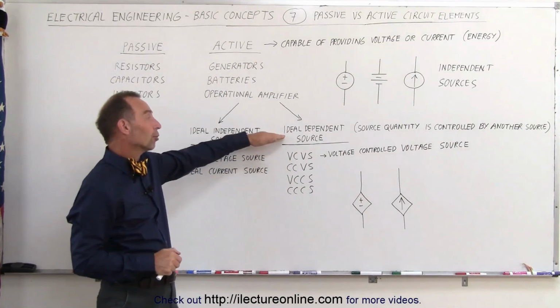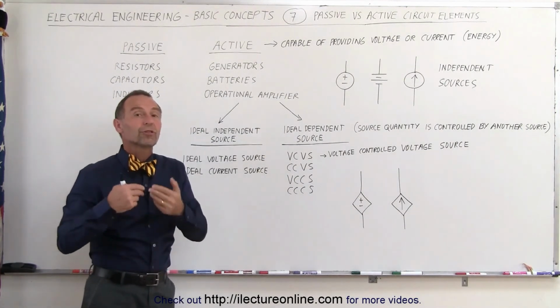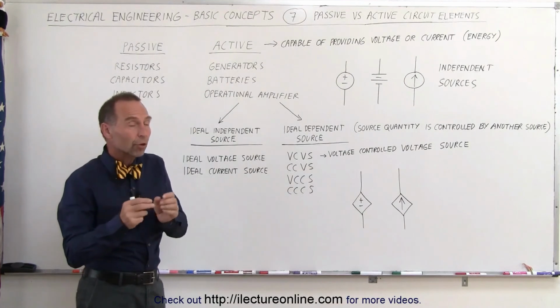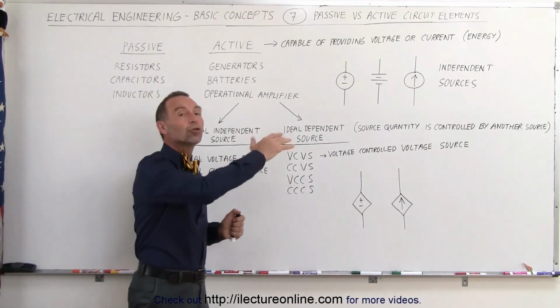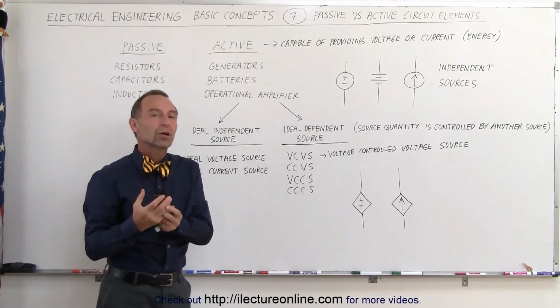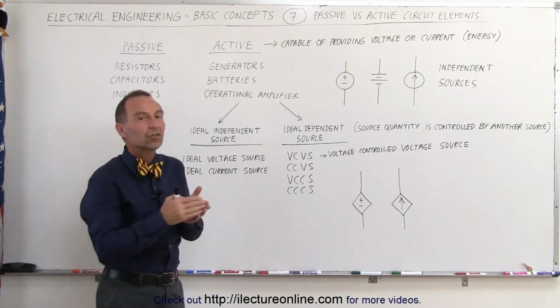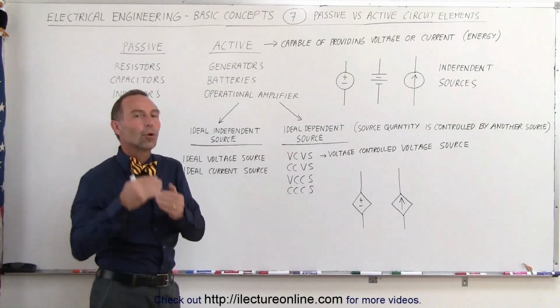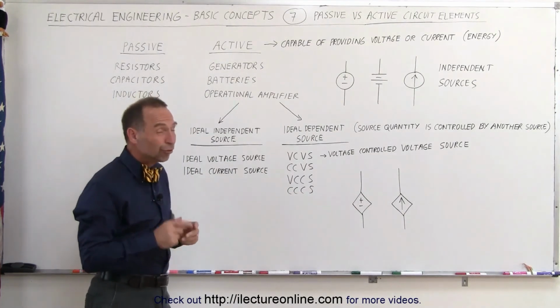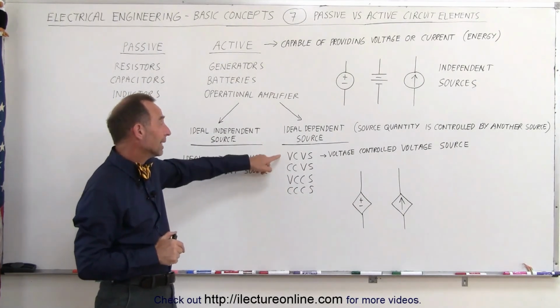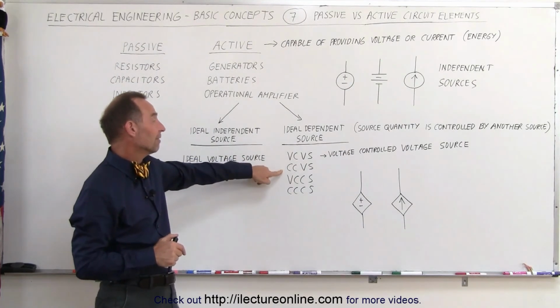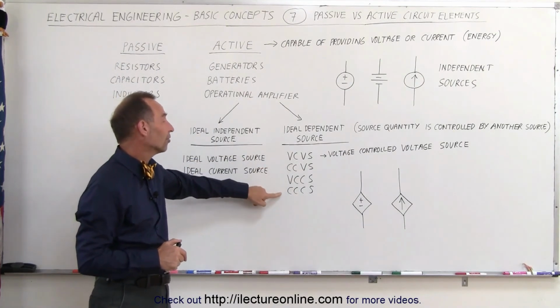An ideal dependent source can still produce a sufficient amount of current or voltage, but it depends on that through some other source. It must get that energy, or it must be controlled through some other active element producing that energy, so they can maintain the current or maintain the potential difference. There are 4 different kinds of those. We call them either the VCVS, the CCVS, the VCCS, or the CCCS.